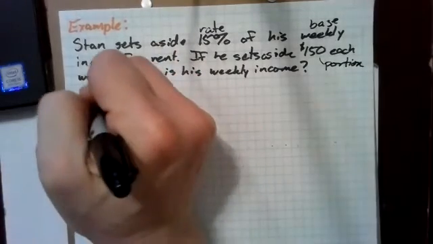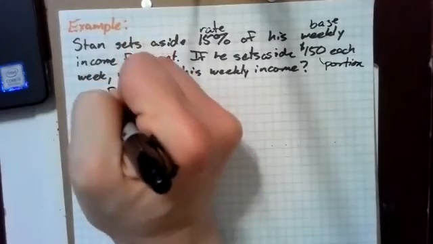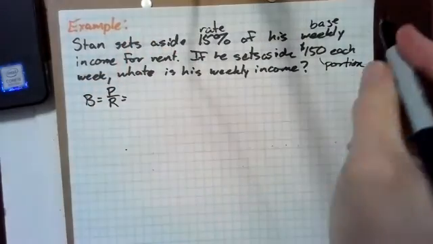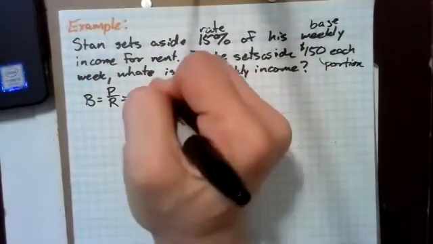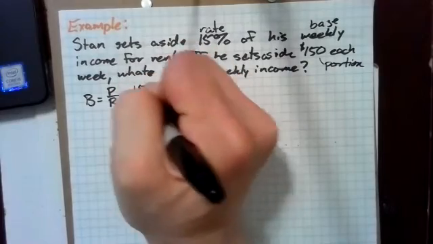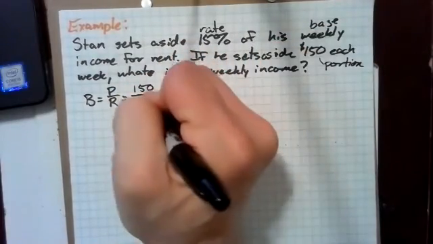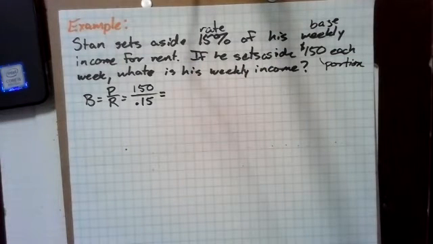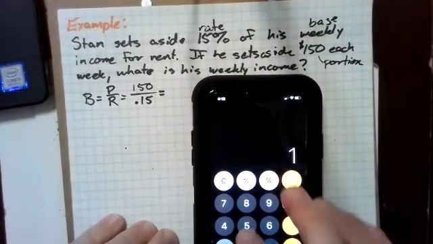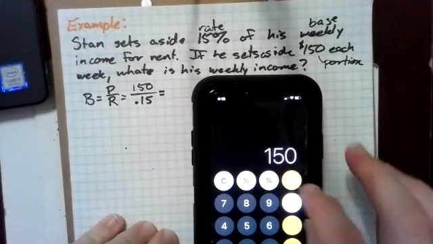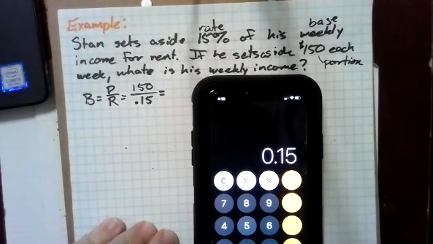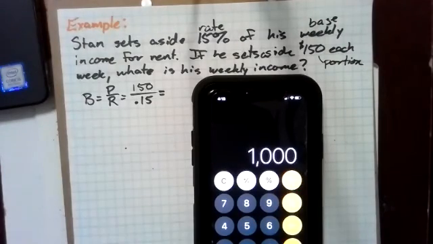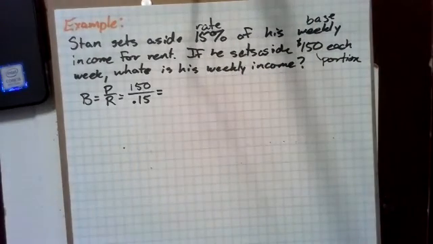We're looking for the base, so that's P over R, which is 150 divided by 15%. We can write that as 0.15. Plug this into my calculator. $150 divided by 0.15 is $1,000 per week.